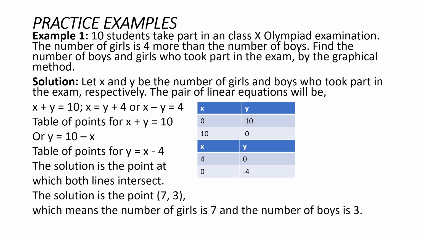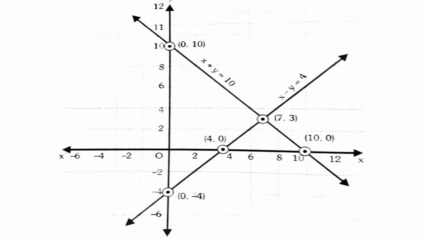Now when we graph both of these lines, we will see that they intersect at the point 7, 3. Means the answer is 7, 3. The number of girls is 7 and the number of boys is 3. Let us see the graph. In the graph, we can clearly see that both lines intersect at the point 7, 3. So there is a unique solution, and the solution is at the point 7, 3. Means the number of girls is 7 and the number of boys is 3.